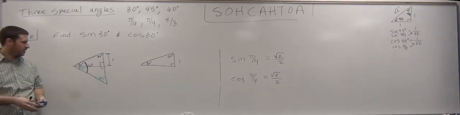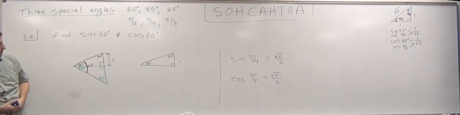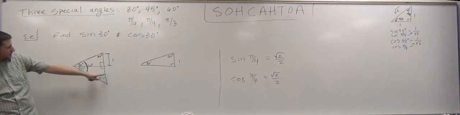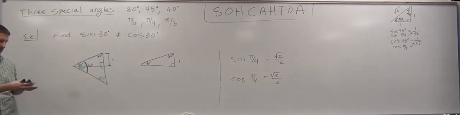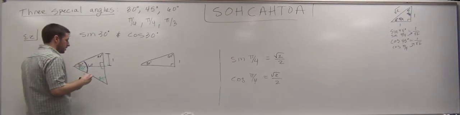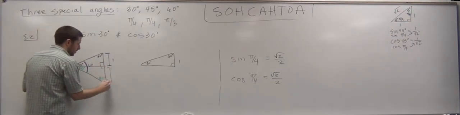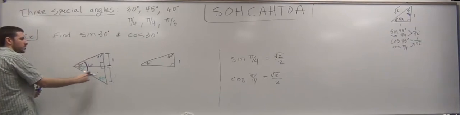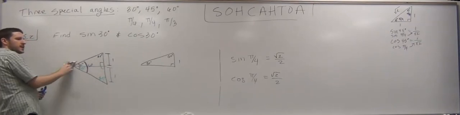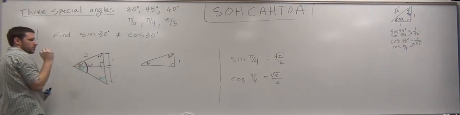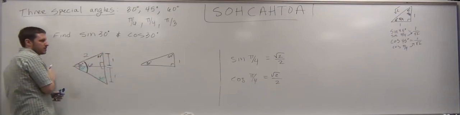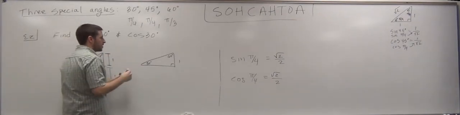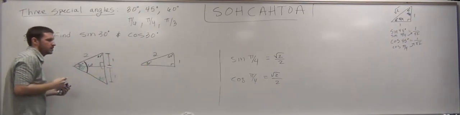Now referring to this figure, what do you think this length is down here? 1, because it's a reflection. It's the same exact triangle. So this guy's going to be 1. Now because this is an equilateral triangle, what's this side length here? Because this whole side is 2, this whole side has to be 2. Which means over here on my triangle that I started with, I have a 2.